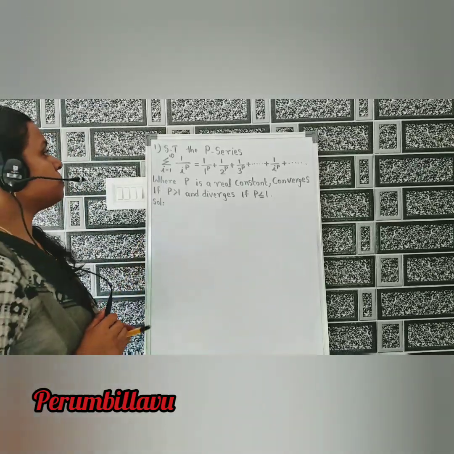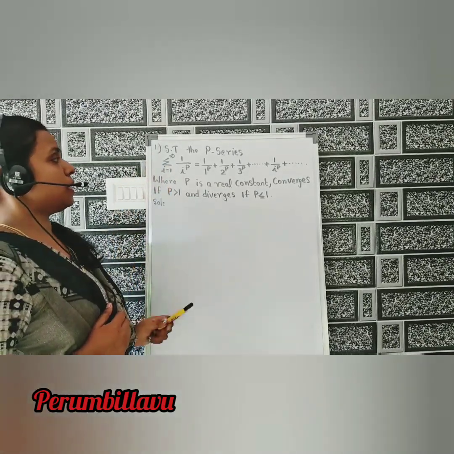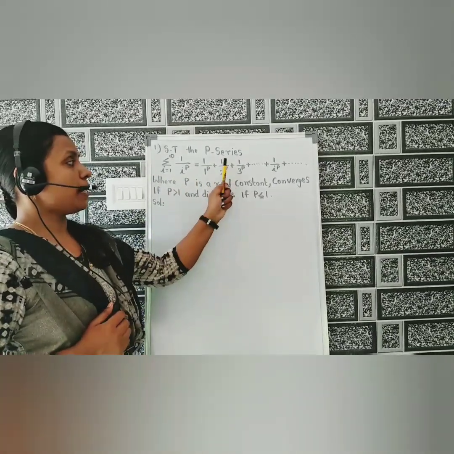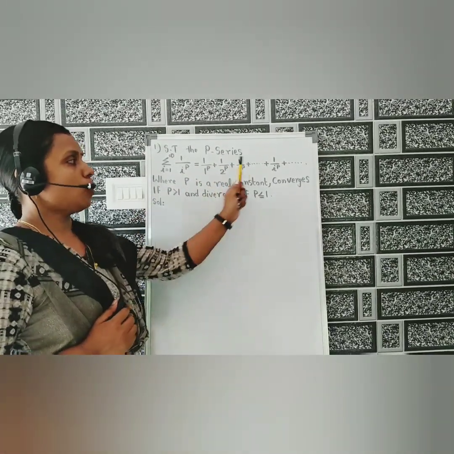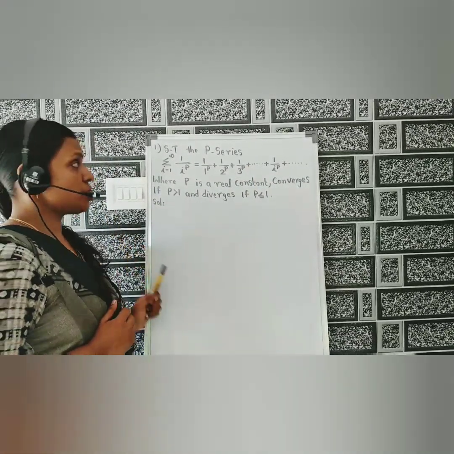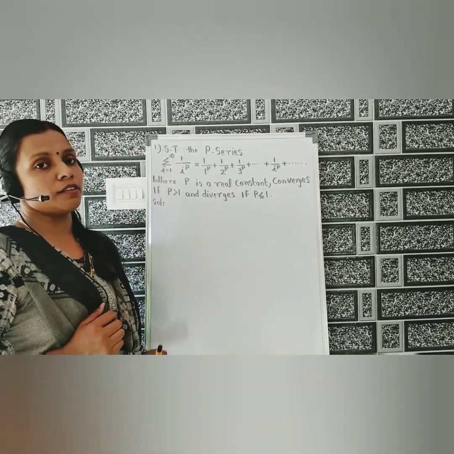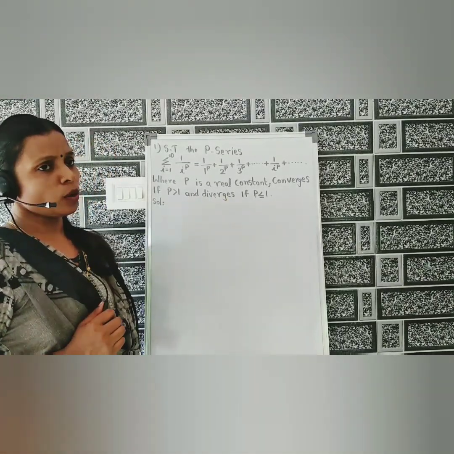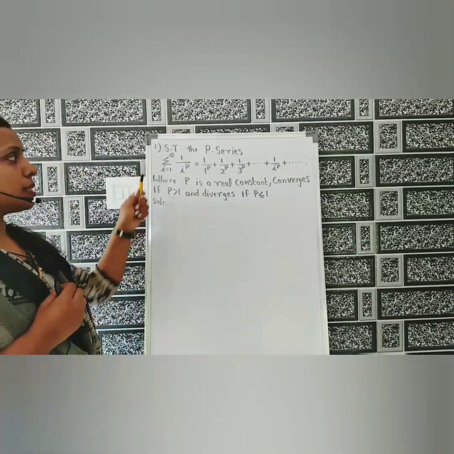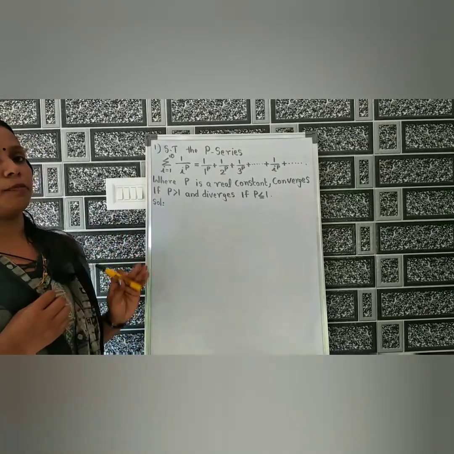Once more, show that the P series, sigma i running from 1 to infinity, 1 by i raised to P, equal to 1 by 1 raised to P plus 1 by 2 raised to P plus 1 by 3 raised to P plus etc. plus 1 by i raised to P plus etc., where P is a real constant, converges if P greater than 1 and diverges if P less than or equal to 1. Here we want to show that the given series, that is the P series, converges if P greater than 1 and diverges if P less than or equal to 1.